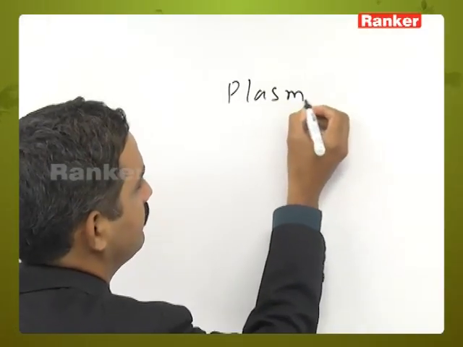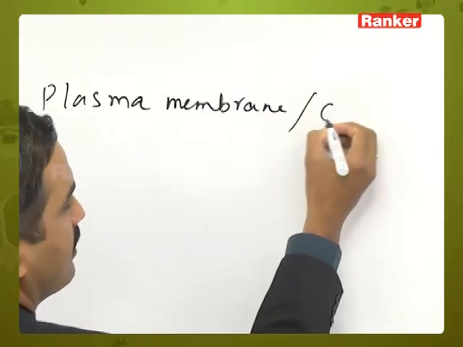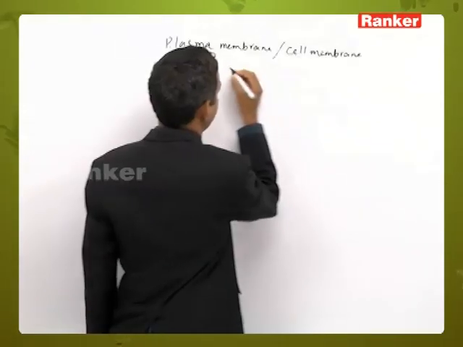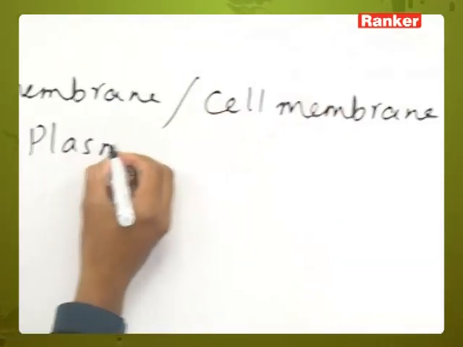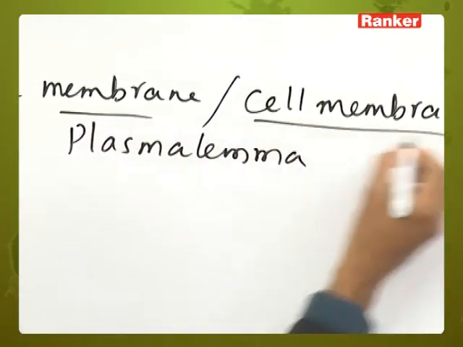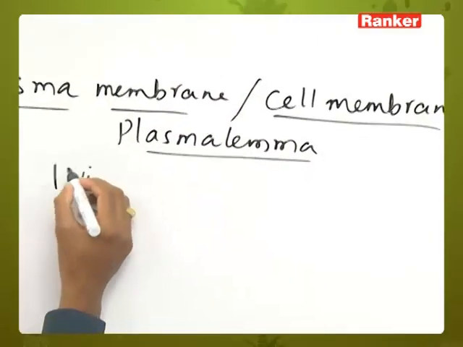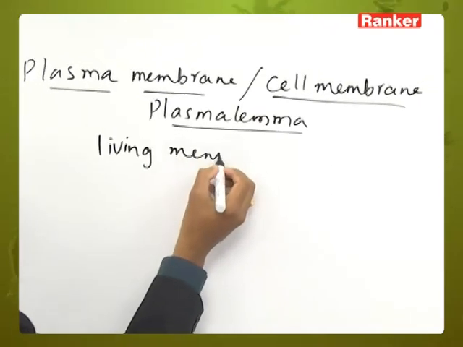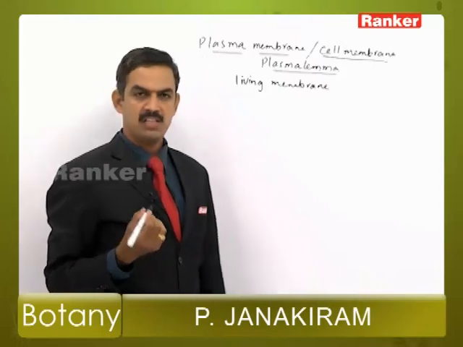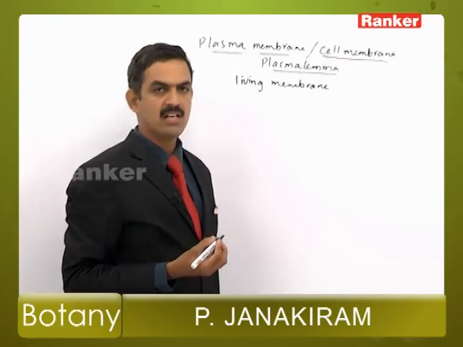Plasma membrane. Plasma membrane is otherwise called a cell membrane, also called plasmalemma. Plasma membrane is a living membrane which is present in almost all the living cells. So it is present both in plants and also in animals.